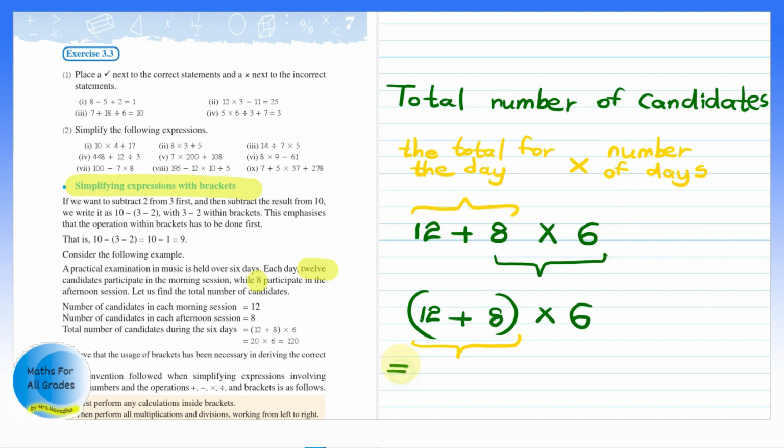Let's find the answer to this question as well. 12 plus 8 equals 20. 20 times 6 equals 120.